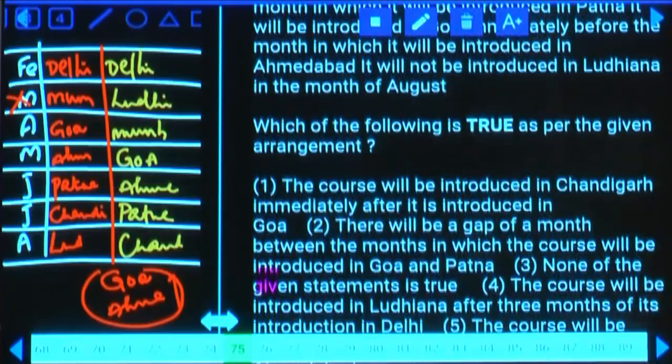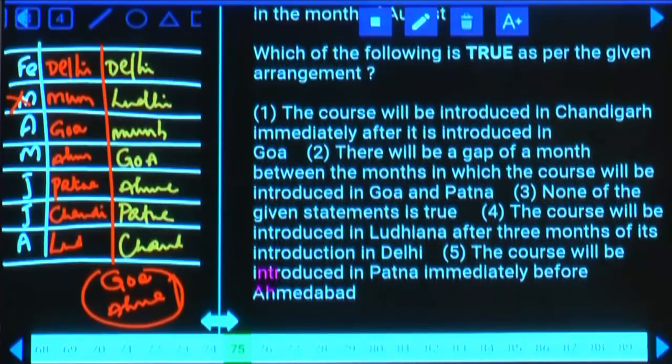Then question number 75, which of the following is true? As per the given arrangement, the course will be introduced in Chandigarh immediately after Goa. That is false. And there will be a gap of a month between Goa and Patna. Between Goa and Patna there is exactly 1 month, that is definitely true, choice 2. Now this is about question number 75.